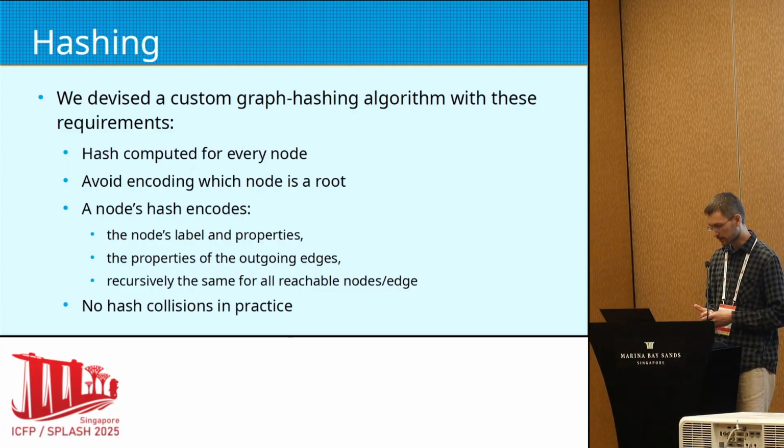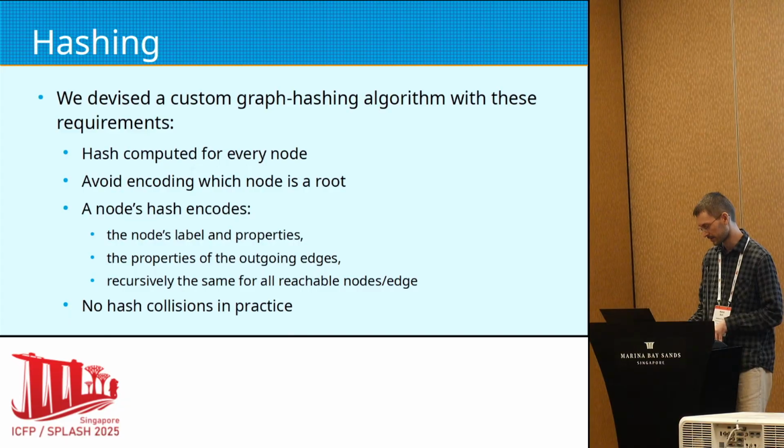And the fourth property is that there are no hash collisions in practice. This is like in Git. If we had a hash collision, there would be some data loss. This is how Git works, and this is also how our approach works. It works in practice, not in theory, but in practice.